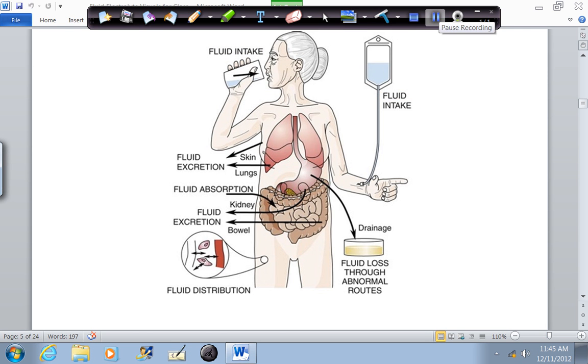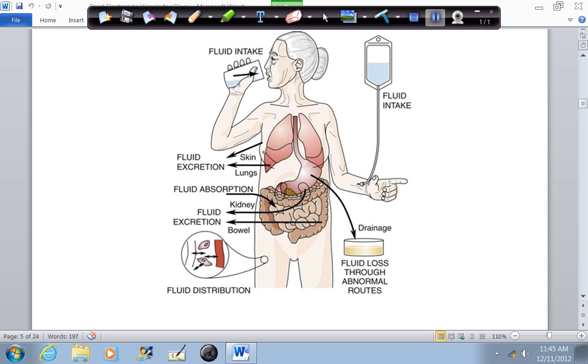There's many more ways for there to be excretion. Of course, there's urine from the kidneys. That's our major excretion of fluid in the body. Feces from the bowel, there's a certain amount of water component to bowel movements, particularly so if someone has diarrhea. Then they're going to quite easily dehydrate. There's a huge amount of fluid loss with diarrhea.